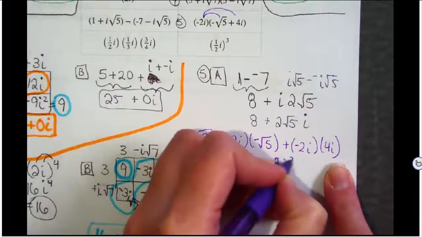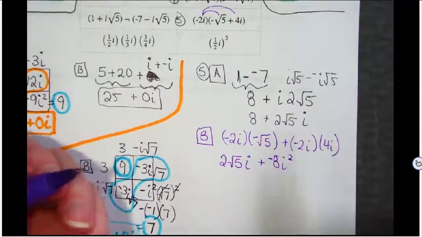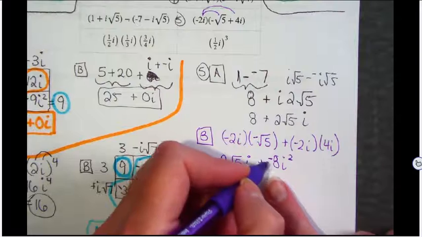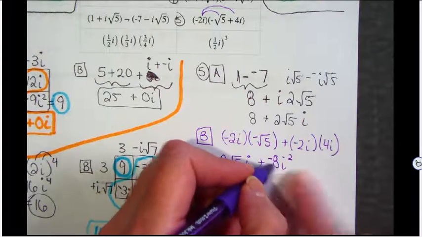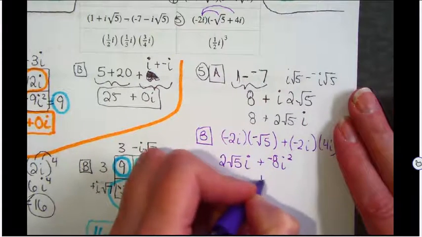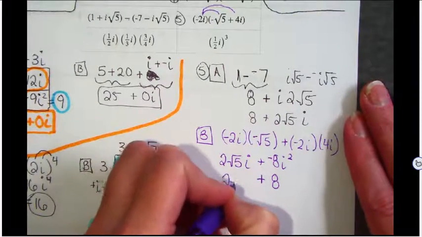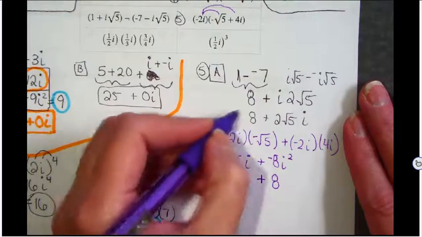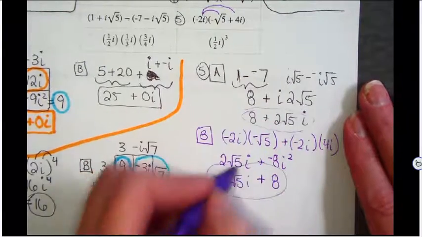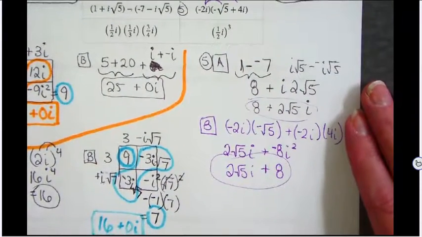i squared, but i squared equals a negative 1. So I end up with negative 8 times a negative 1, which leaves us with a positive 8 and a positive 2 root 5 i. Now these two are the same, so we are good to go.